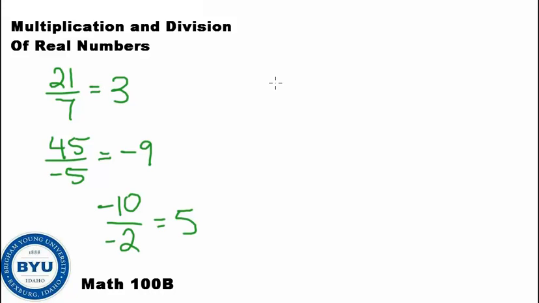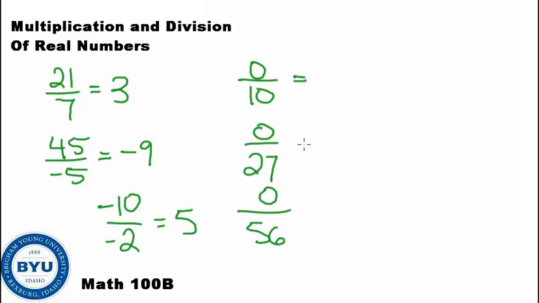A couple other things you're going to want to know is that 0 divided by any number, so if I had 0 divided by 10, or 0 divided by 27, or 0 divided by 56, that's always going to be 0. But the opposite is not true.